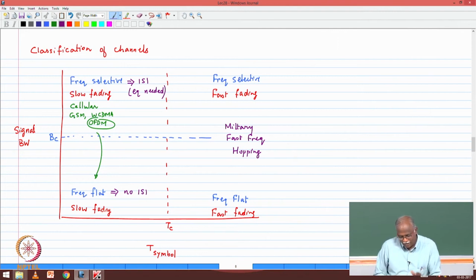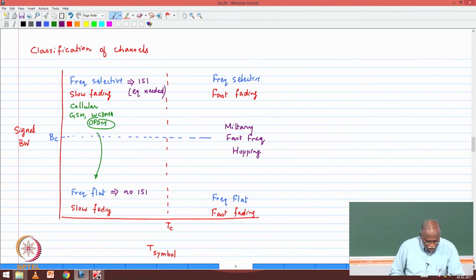The left side is where we are. But it's good for us to be able to classify and say, okay, where are we in this space? What are the challenges that we have to worry about? Because it is slow fading, I am okay with periodic channel estimation and some reasonably low complex channel tracking mechanism. If you are in fast fading, those options are out, because you must have a very, very sophisticated algorithm for doing the channel tracking.